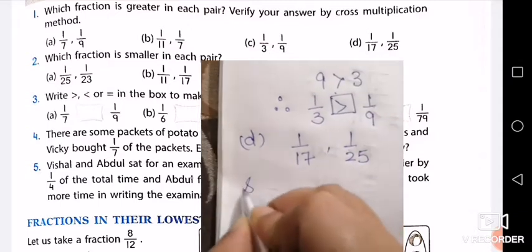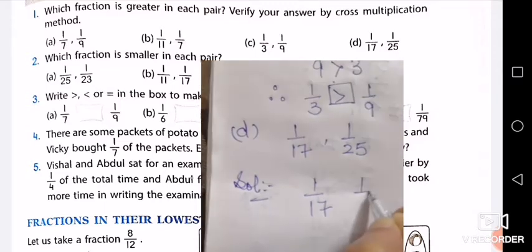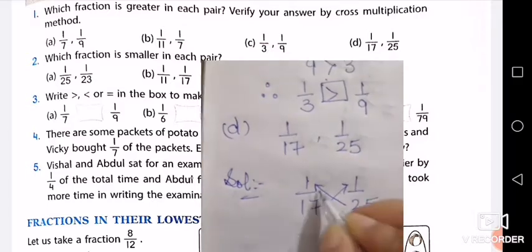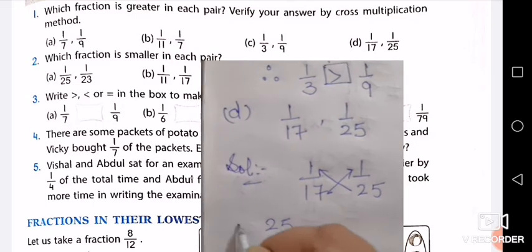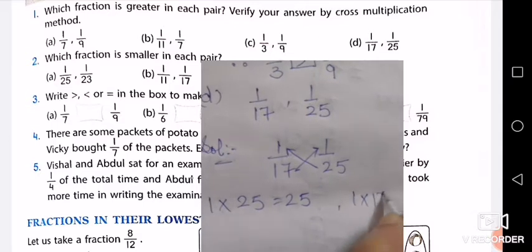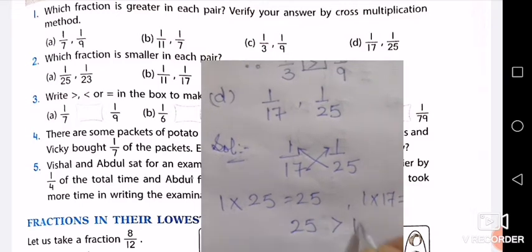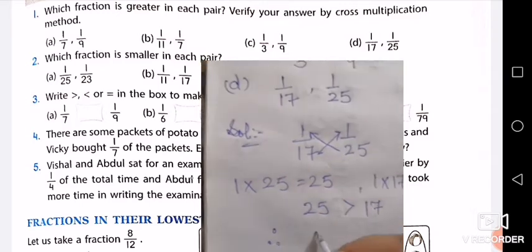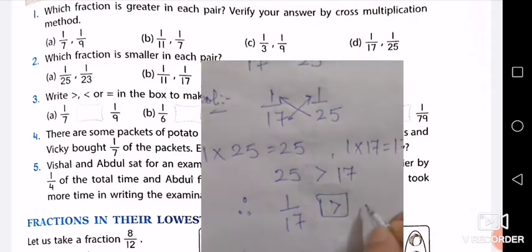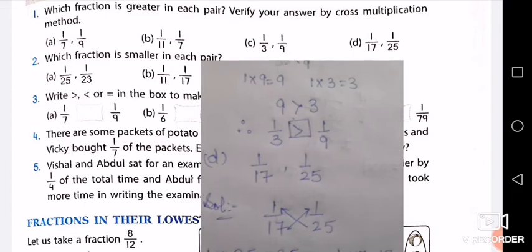Now here, what is the first step? Now the steps you are only going to tell me, beta. Cross multiplication here. After that 25 will be multiplied by 1, we will get 25. Next is 1 multiplied by 17, we will get 17. As you can see, 25 is greater than 17. But smaller the denominator, greater the fraction. Remember this rule. So 1 by 25. Like this we have done all the parts of question 1.